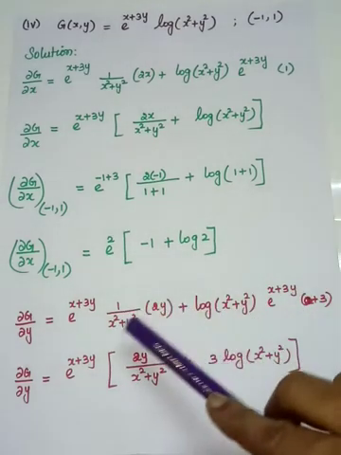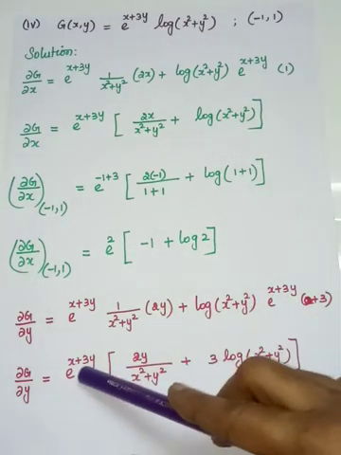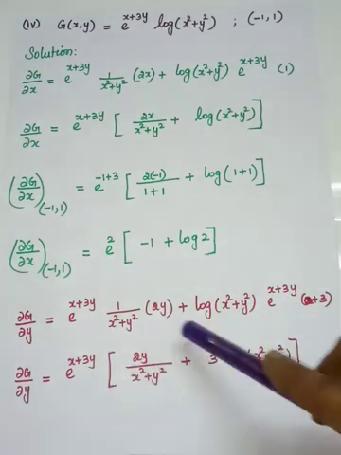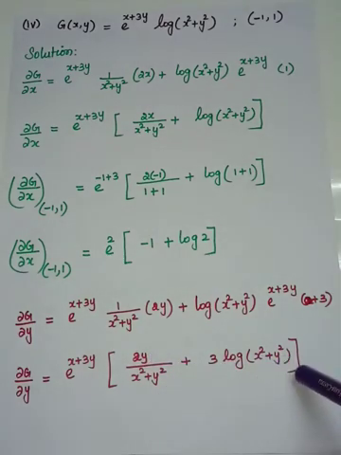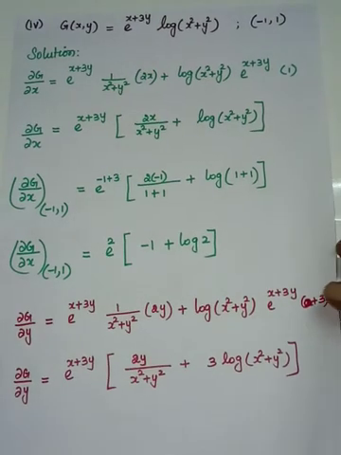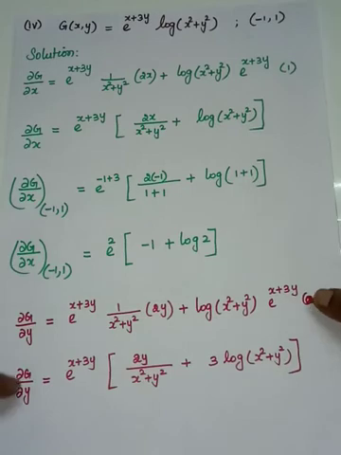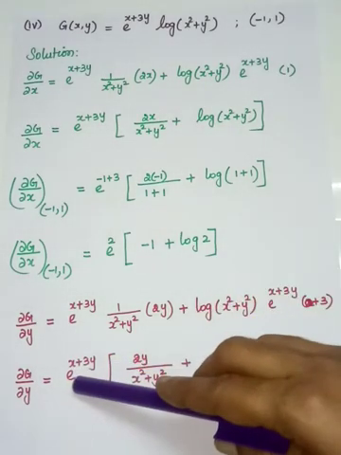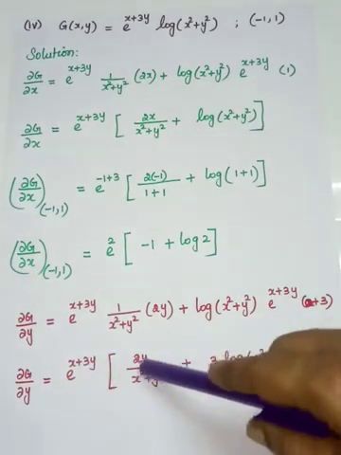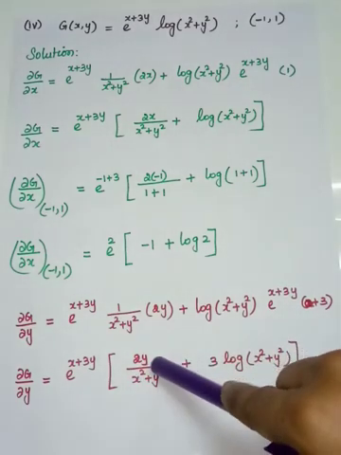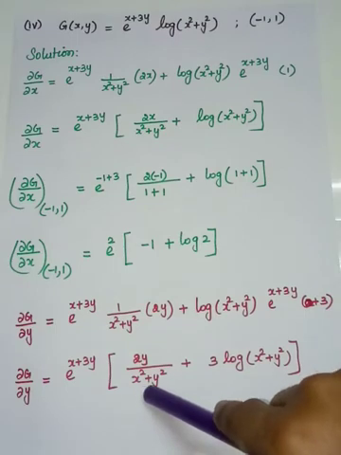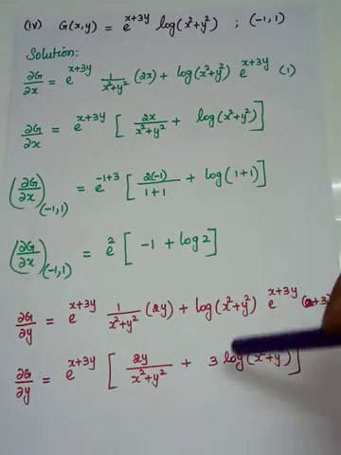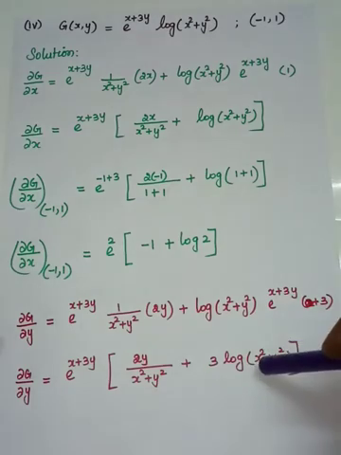Okay, so from these two terms what is common, e power x plus 3y. If it is taken out, so remaining is 2y divided by x squared plus y squared plus 3 log x squared plus y squared. Next what you have to do, you have to substitute the point. In the place of x what you have to substitute, minus 1. So here what has to come, e power minus 1 plus 3 divided by 2 into, what is y? Y is 1, divided by minus 1 the whole squared is 1 plus 1 the whole squared also 1. So here you are having 3 log 1 plus 1.